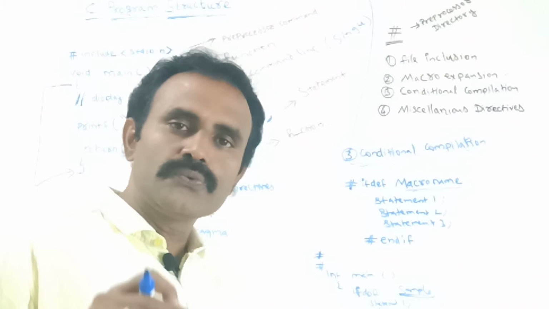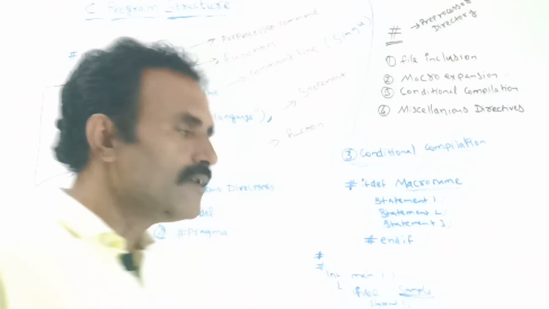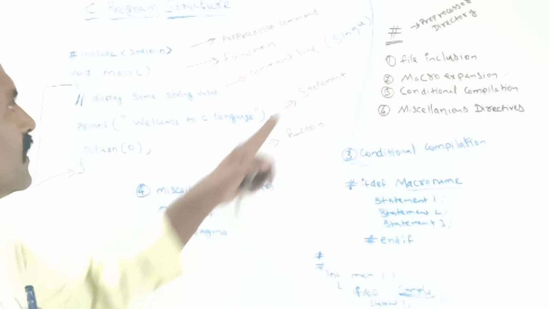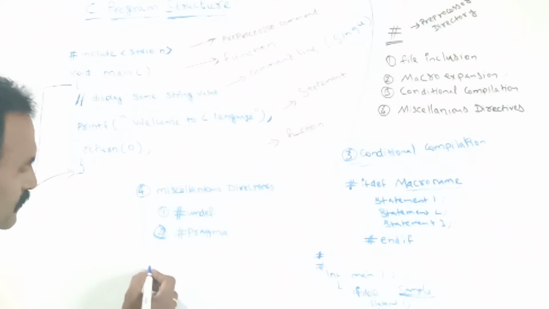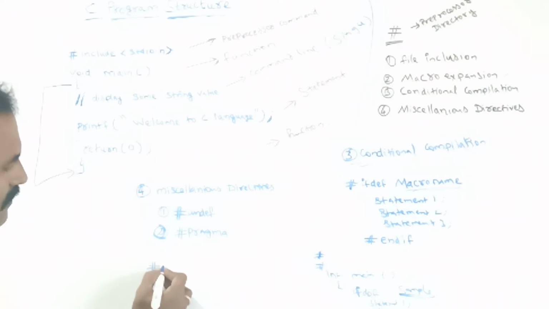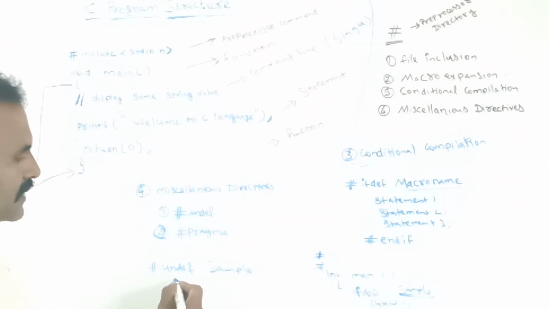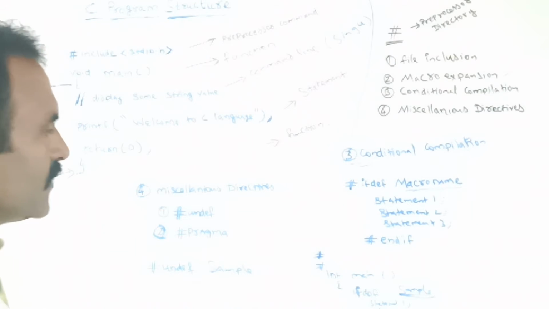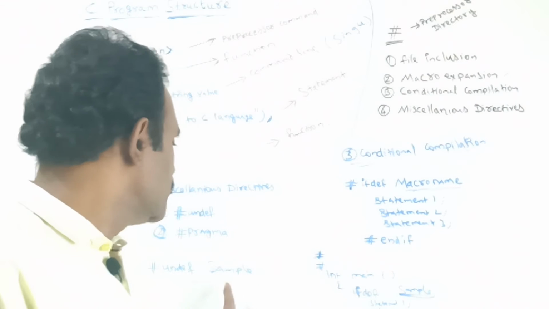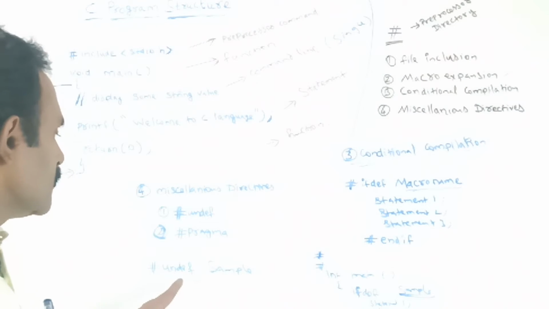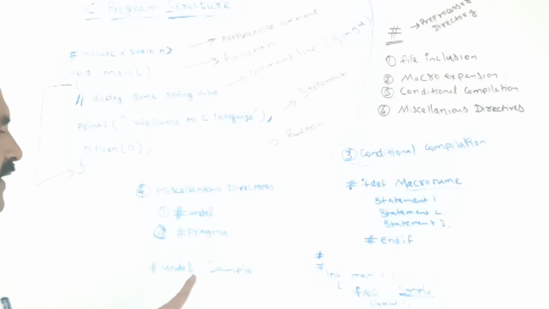So to undefine macros, we can use the undef preprocessor directive. Here, suppose I am using undef sample, this sample will be undefined, it won't be considered, it will be turned off. So for this undefining purpose, we are using the undef preprocessor. Next one, Pragma.